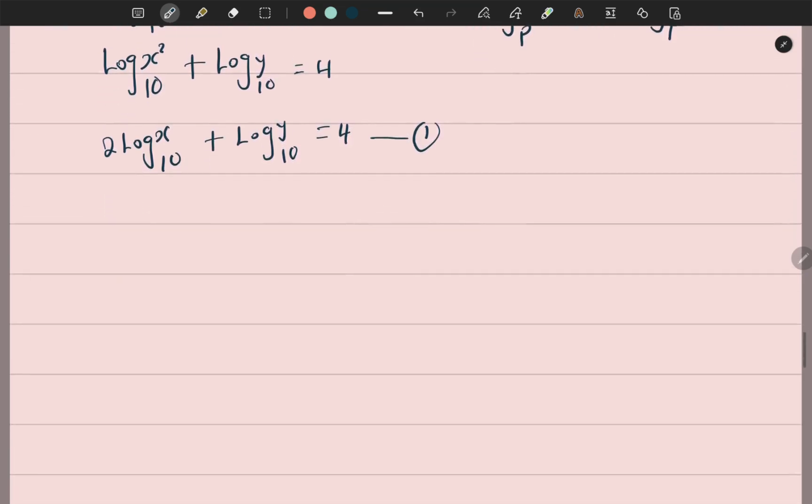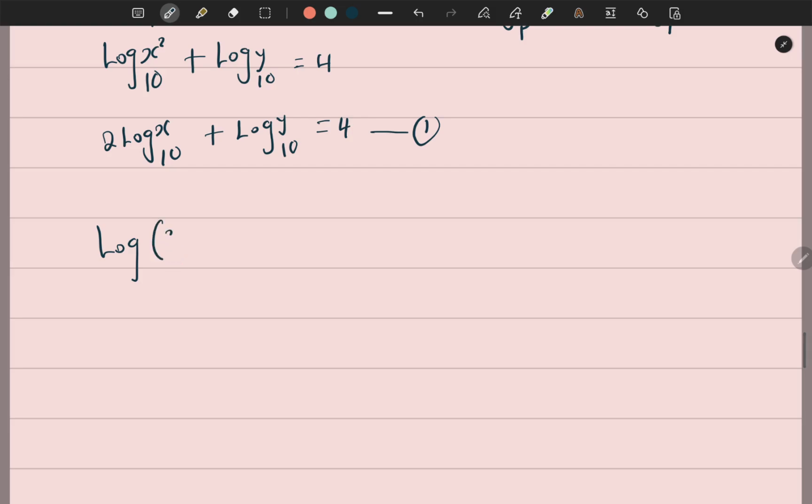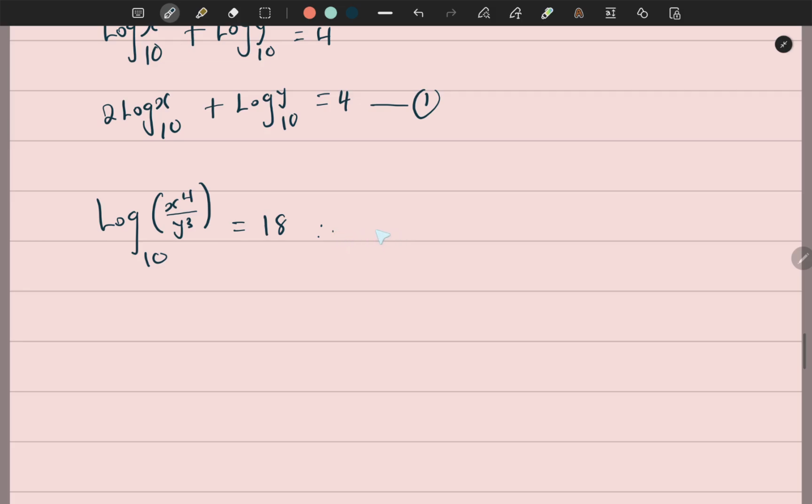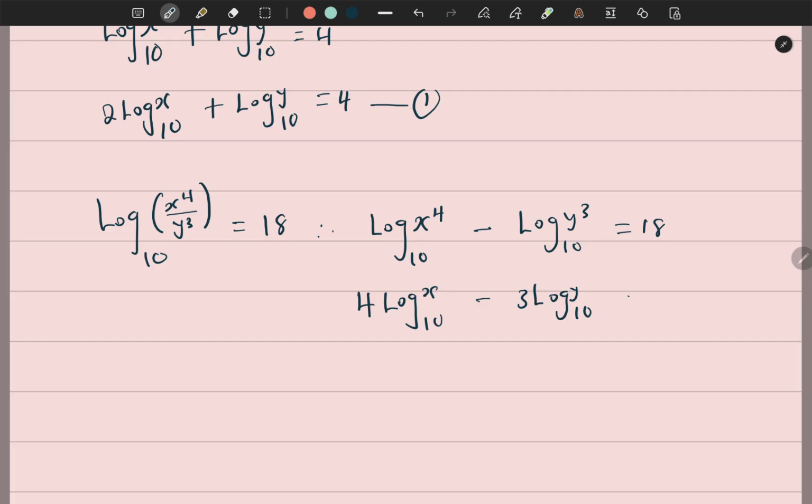Consider the second one, where you have log x raised to the power of 4 over y raised to the power of 3 base 10 equals 18. This can also be written as log x to the power of 4 base 10 minus, since you have the division sign here, it changes to negative, log y raised to the power of 3 base 10 equals 18. Now this can be written as 4 log x base 10 minus 3 log y base 10 equals 18. Let's call this equation 2.